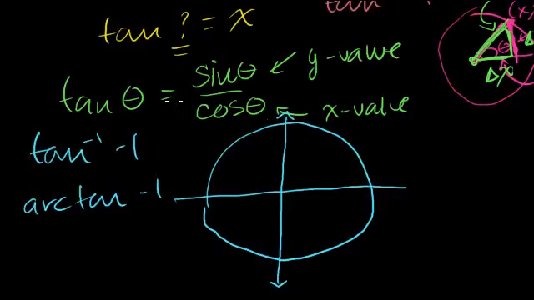And I want a slope of -1. A slope of -1 looks like this. It looks like that. Right? If it was like that, it would be a slope of +1. So what angle is this? So in order to have a slope of -1, this distance is the same as this distance.